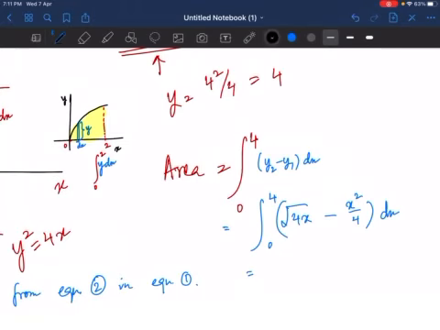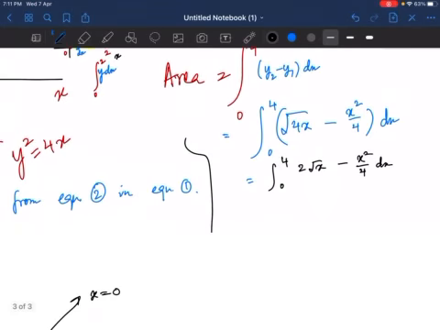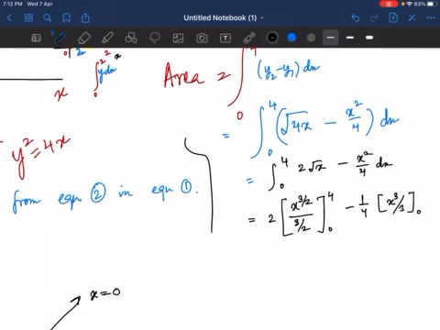So what are we going to get? We are getting from 0 to 4, square root of 4x is 2 root x, minus x square by 4, dx. If I try to simplify this one, we get the integral from 0 to 4 of 2 root x. The integration of root x, we'll just do directly. So the integration of root x is x to the 3 by 2 divided by 3 by 2, between 0 to 4, minus 1 by 4. The integration of x square is x cube by 3, from 0 to 4.